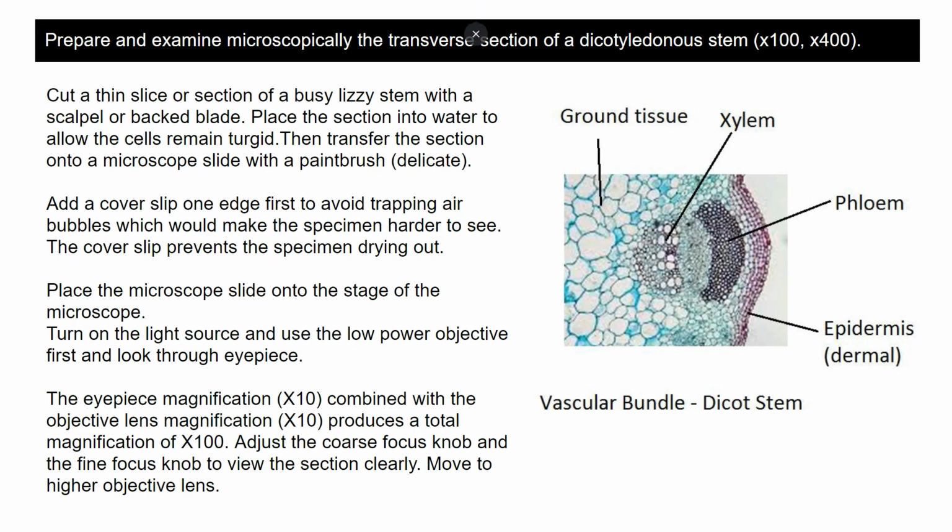Okay, so I'm just referring back up to the syllabus title here. We're supposed to examine under 100 and 400 magnification. Adjust the coarse focus knob and the fine focus knob to view the section clearly. All of these statements are what the examiners would expect you to include in your description.